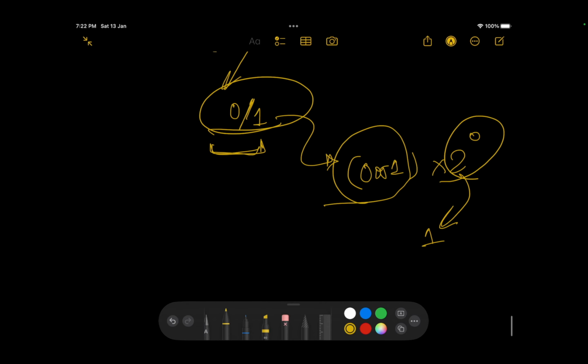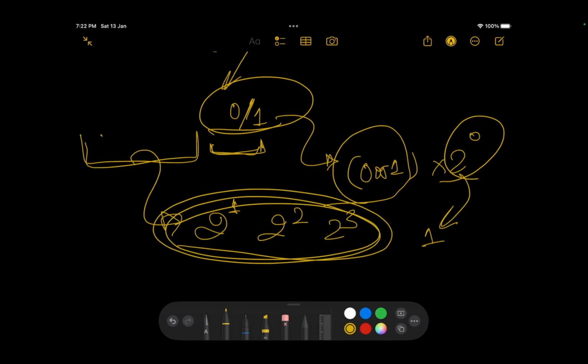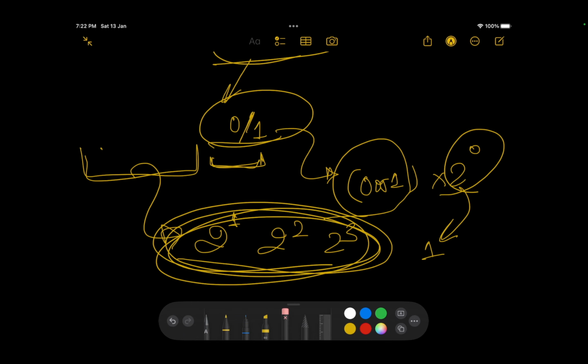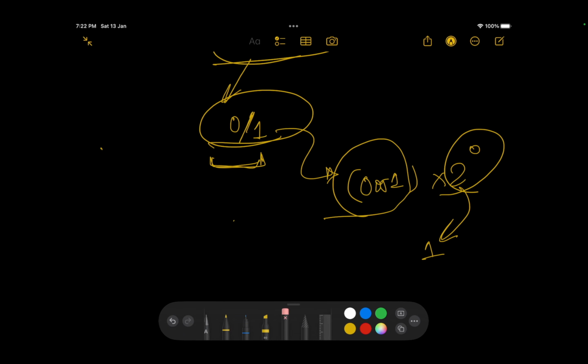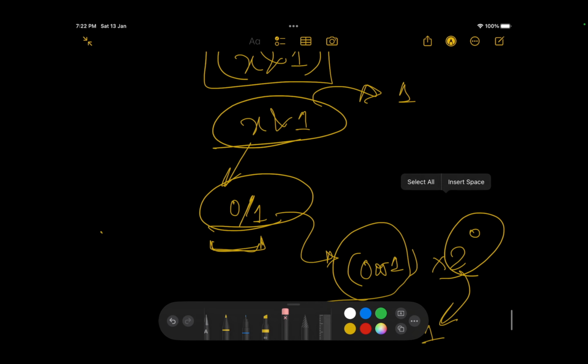Also, all the numbers remaining to its left could have any value, but they would be multiplied by some power of 2, right? So they would be multiplied by either 2 to the power 1, or 2 to the power 2, or 2 to the power 3. All of these are even numbers. Anything multiplied by an even number is itself even, so it cannot contribute anything odd to the final answer. Thereby, if any number is odd, then the 0th place needs to be set. And that's how you can say whether a number is even or odd.